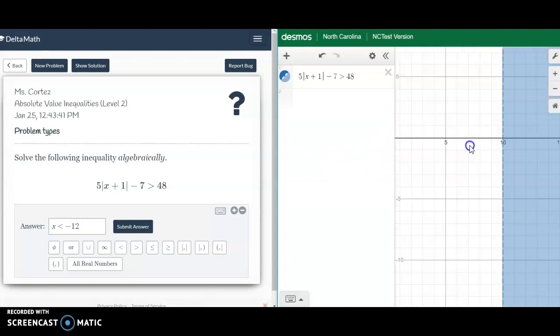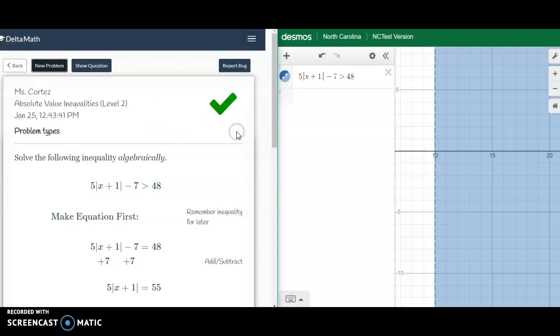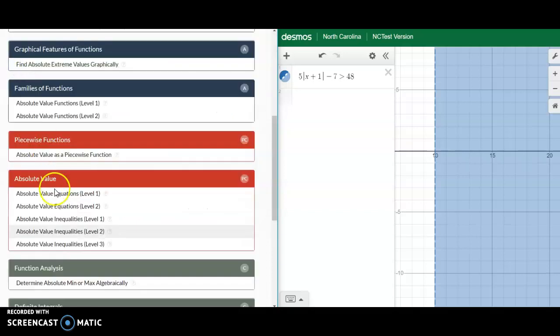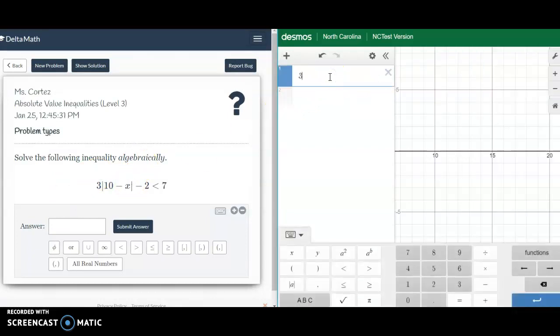And then over here, if you notice, all your x's are greater than 10. So tenemos que poner el símbolo "or" porque es separado. And then x is greater than 10. And again, be careful with the symbols, and we're going to submit our answer. Bam. And we really could do this for all of the absolute value inequalities in this problem. So even if I go up to level 3, let me type in one with level 3. 3, absolute value, 10 minus x, absolute value, minus 2 is less than 7.